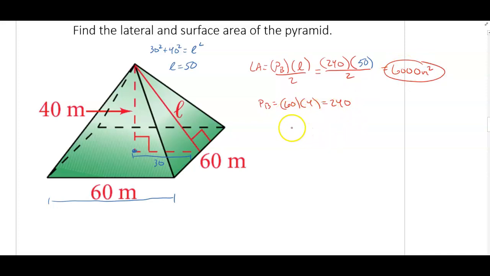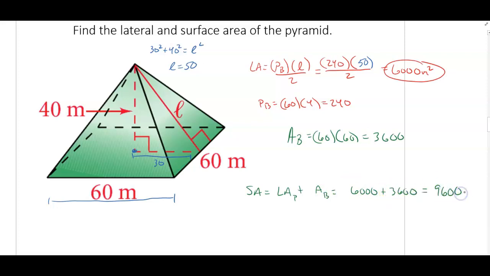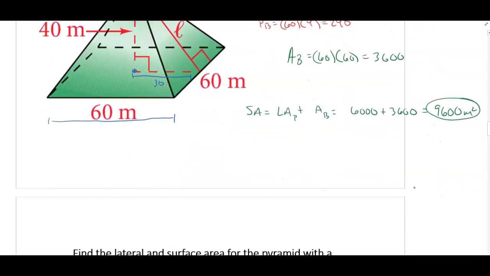Now, the area of your base, on the other hand, the base is a square, so the area of the base would just be 60 times 60, which gives you 3,600. So the total surface area would be the lateral area plus the area of the base. So 6,000 plus 3,600 would give you 9,600 meters squared. And that would be the surface area of your pyramid.